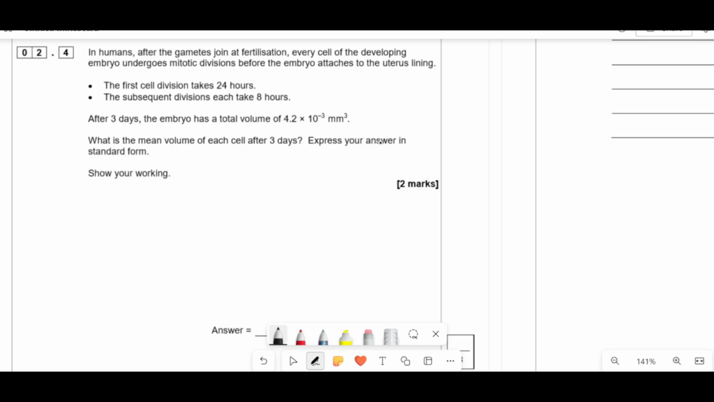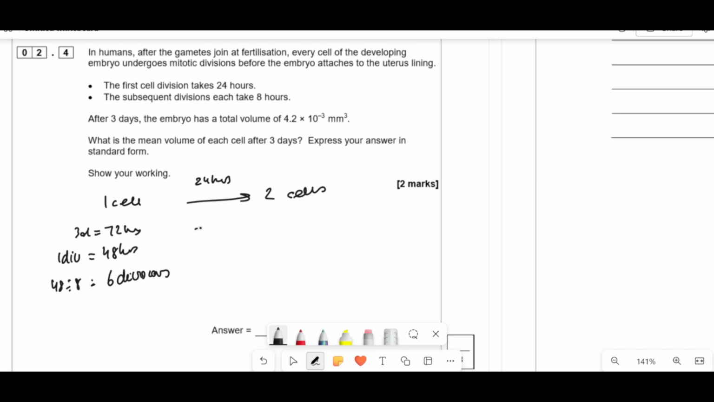So what we need to do is figure out how many cells they've got. Right now, at the very start, they have 1 cell. After this first division of 24 hours, they have 2 cells. And then from those 2 cells, you'll have subsequent divisions every 8 hours. They've told you it's 3 days, which is 72 hours. One division took 24 hours, so 72 minus 24 is 48 hours. That 48 is left for the subsequent divisions. So 48 divided by 8 means you've got 6 divisions. Therefore, in total, you've got 7 divisions happening from the first cell.